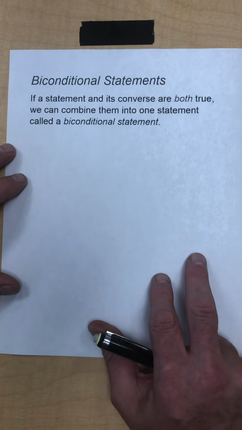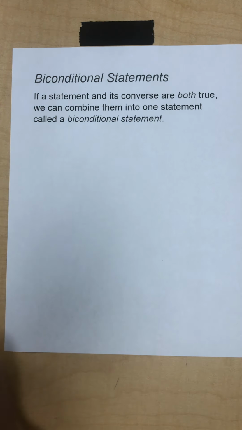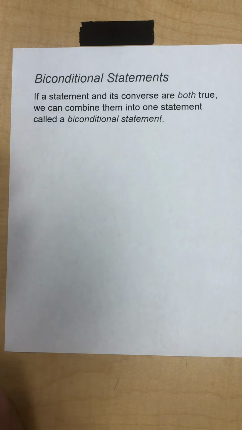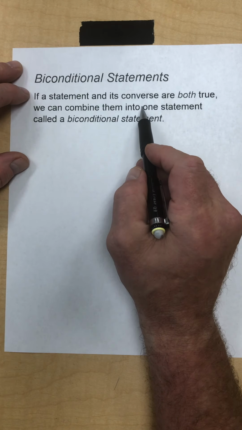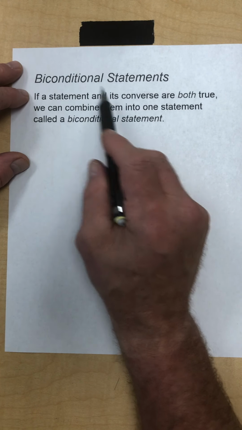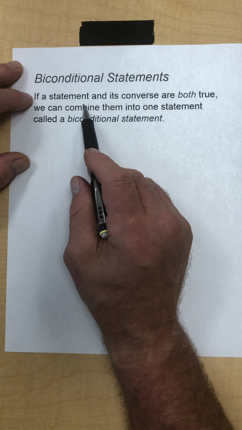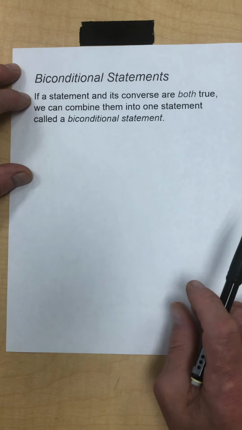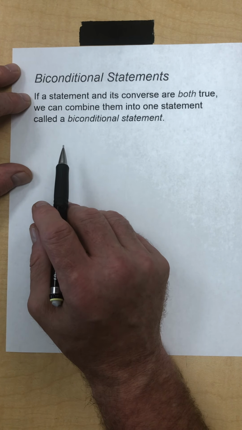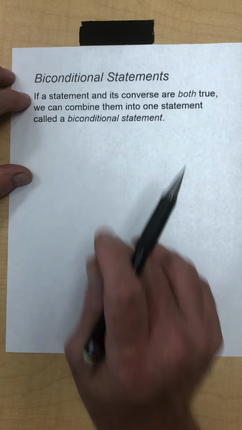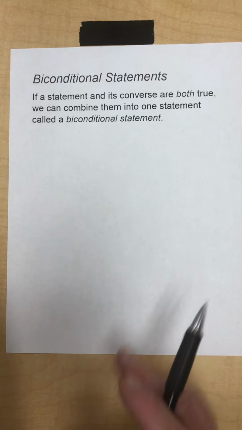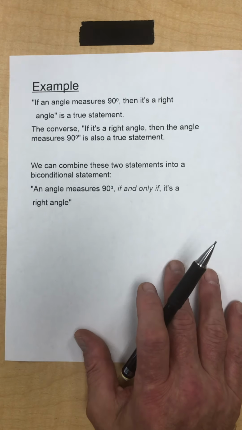All right, now we want to start working on biconditional statements. If a statement and its converse are both true, we can combine them into one statement, and we call this a biconditional statement. So a statement and its converse have to be true to make a true biconditional statement. To give you an example of what I mean.